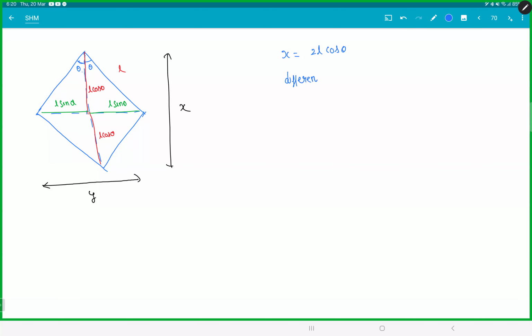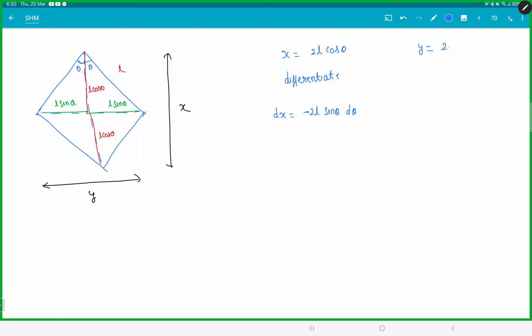I'm not interested in x and y. I'm interested in change in y when there's a change in x. You're getting it? When x changes, how much will y change? I'm not interested in how much is the x and y relation. So if I differentiate this, I'll get dx is equal to minus 2L sine theta d theta.